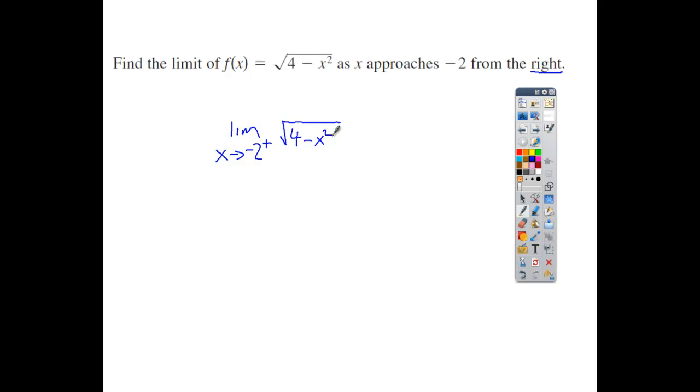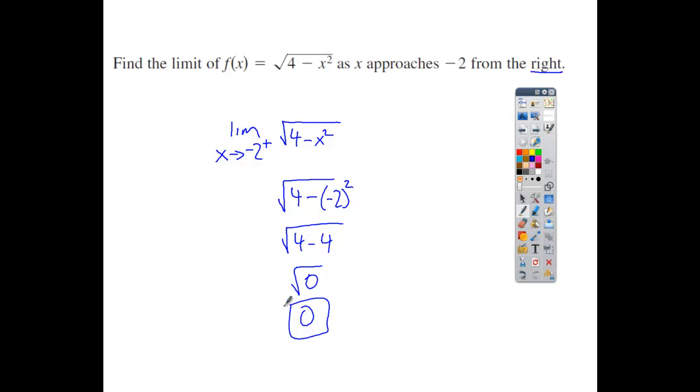So for this, it is defined on the right, and so now I am going to just plug in that negative 2, and I have 4 minus negative 2 squared, and 4 minus 4, root 0, which is 0, and that will be my limit.